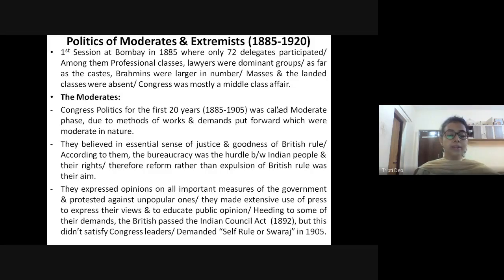And heeding to some of their demands, the British passed the Indian Council Act of 1892, but this did not satisfy Congress leaders. Eventually, we know that in 1905, Congress, the moderates, had demanded self-rule or Swaraj.